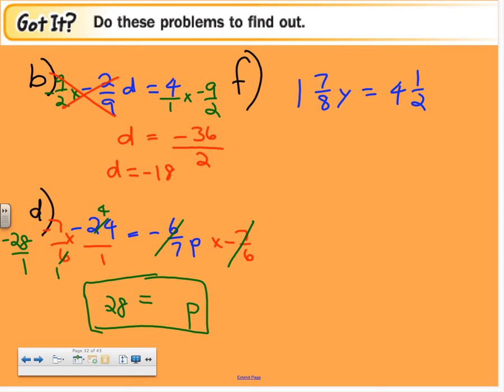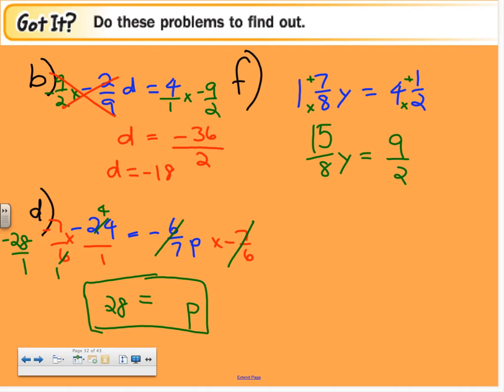to an improper fraction. What's 8 times 1 plus 7? 15. So 15 over 8 times y equals, what's 2 times 4? What's 8 plus 1? And I've got 9 over 2. Okay? Now we're back to the very beginning. The same thing we've done in all the other problems.